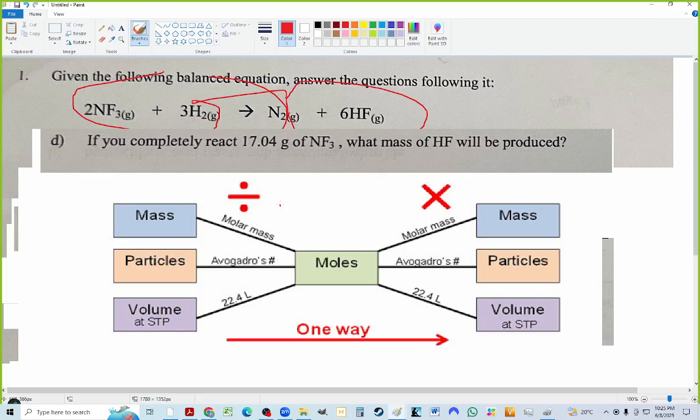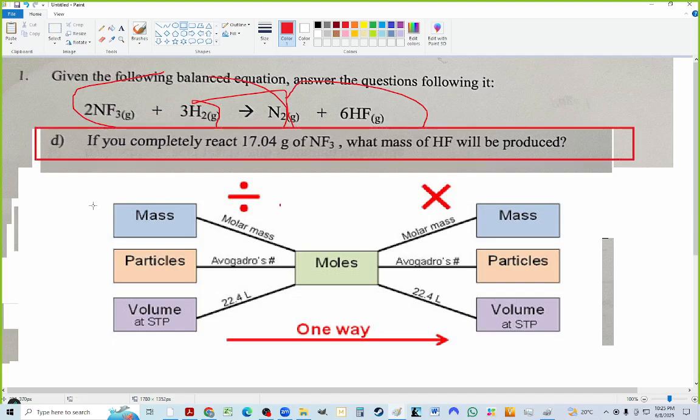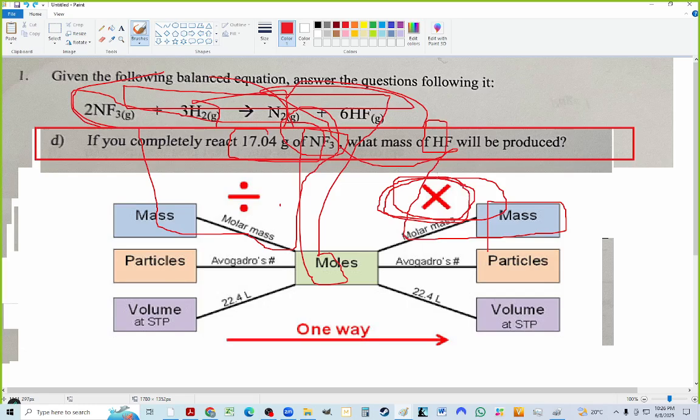So here's another question. It's D. We don't have to do all this. We can skip if you get the idea. Now I just want to notice that this one is going from mass to mass. So you have to do mass divided by molar mass for NF3 to find the moles. Then you have to do the mole fraction thing to find the moles of HF. Then over here, to get the mass, you have to take the moles of HF and multiply by the molar mass. That's why they have the multiplication symbol.